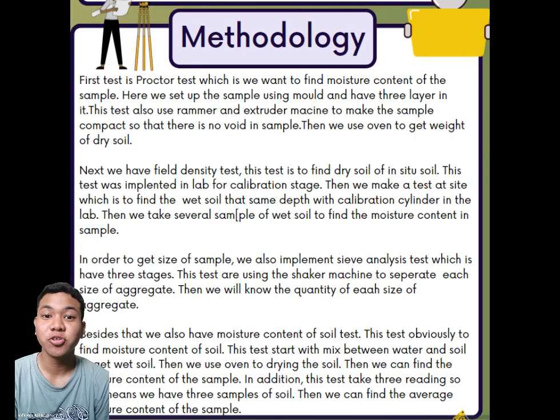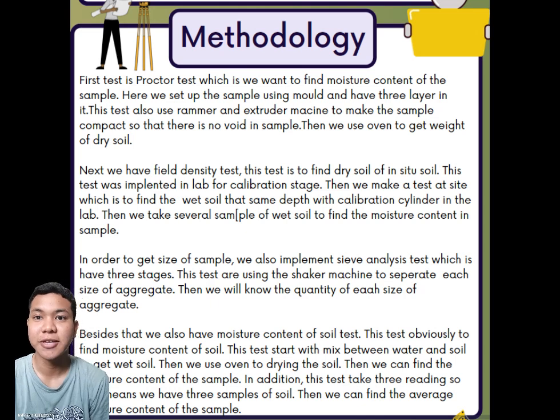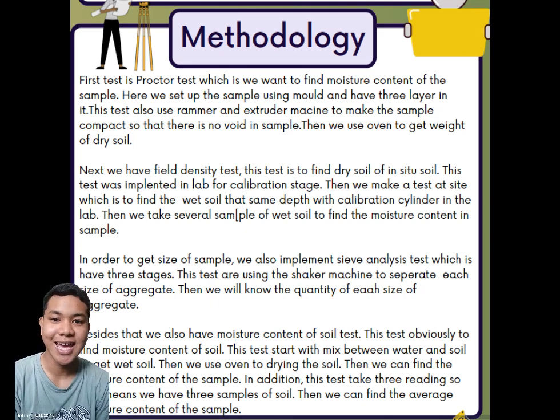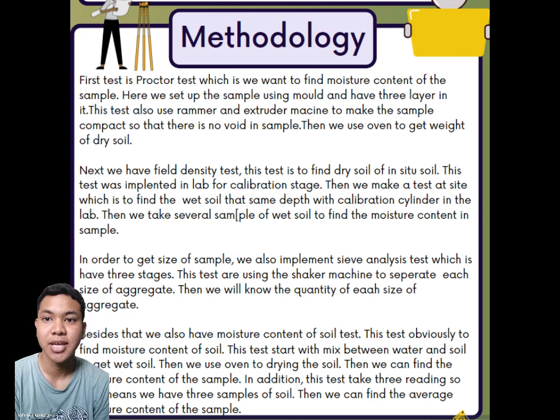First test is the proctor test, where we want to find the moisture content of the sample. Here we set up the sample using a mold with 3 layers in it. This test also uses a rammer and extruder machine to make the sample compact so that there is no void in the sample. Then we use an oven to get the weight of dry soil.